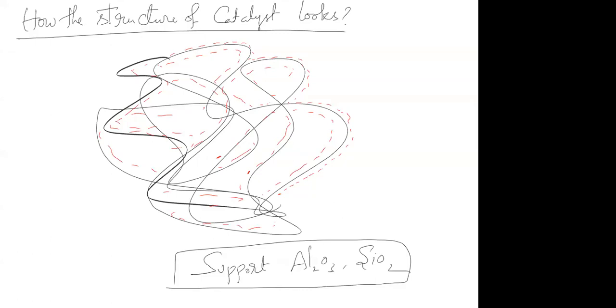Highly porous structure. Now, suppose we have gas which is coming from here. Gas which is coming from here. Clear? Now, what are the resistances which are coming into picture?